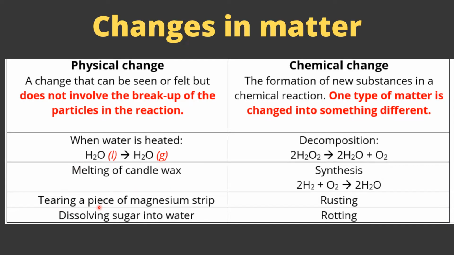Now if you tear a piece of magnesium strip, a magnesium strip is a shiny, silverish material. When you burn a magnesium strip, I think it produces this white light, if I'm not mistaken. You can just Google that. When you tear it apart, think about tearing anything apart. You're not actually changing the composition. You're not changing what it is. It's still a magnesium strip. The only thing that is changing is the form of it.